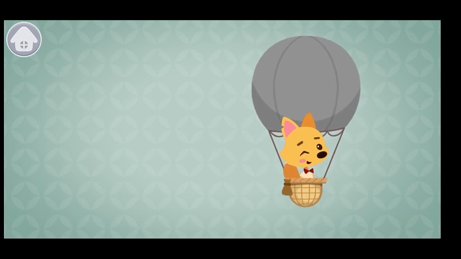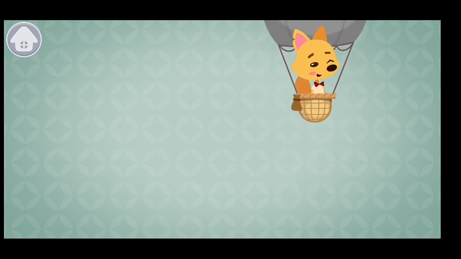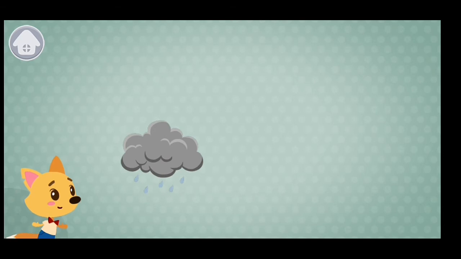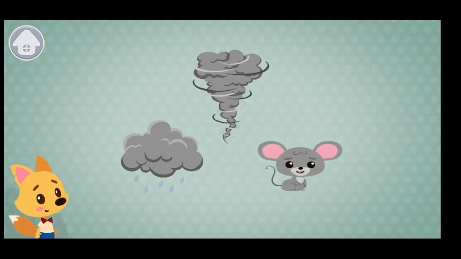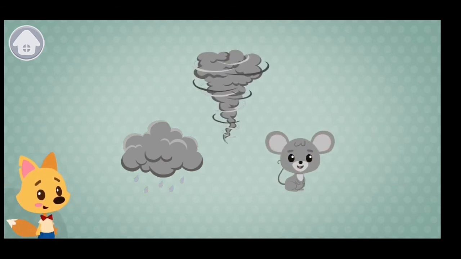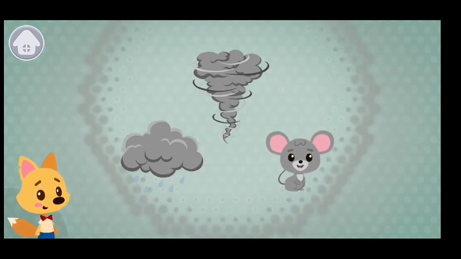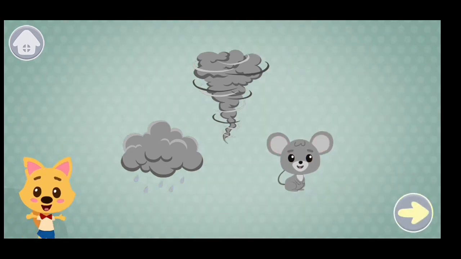This is gray. Tap on it. These items are gray. Tap on them. Gray cloud. Gray tornado. Gray mouse. Gray mouse. Gray cloud. Gray tornado. Right.